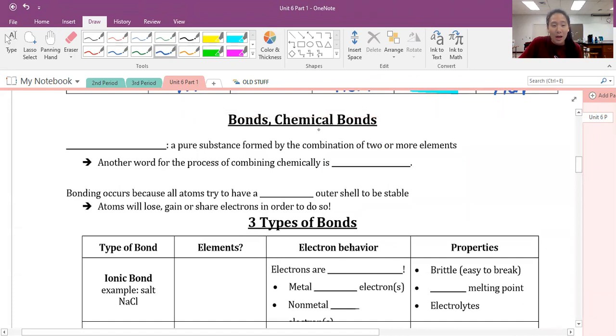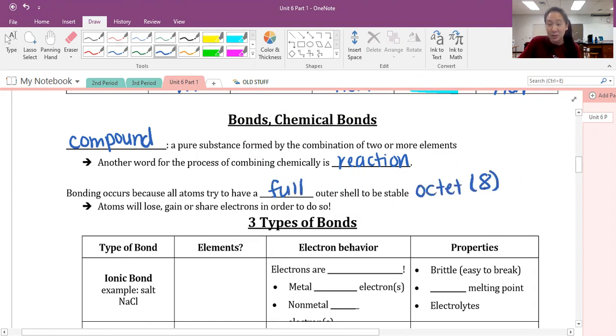Okay, so a compound is a pure substance that is formed by the combination of two or more elements that are bonded together. We achieve this by reactions. We talk more about reactions next unit. But basically, bonding occurs because all atoms always try to have a full outer shell to be stable. Remember, this is our octet, right? Having 8 valence electrons, like a noble gas, makes it really stable.